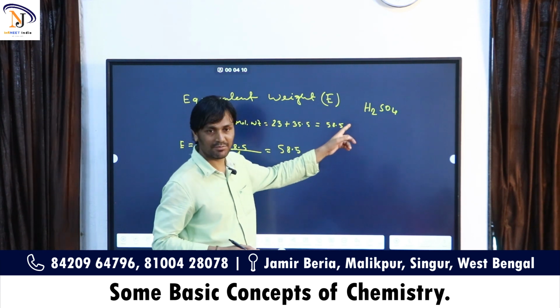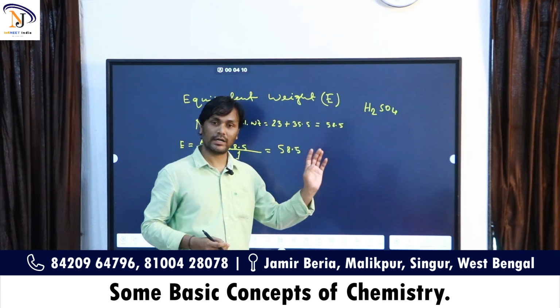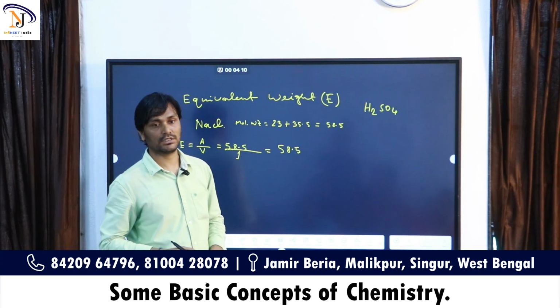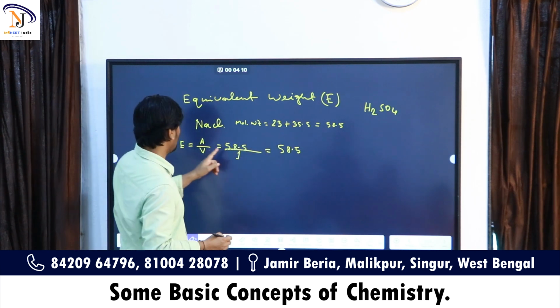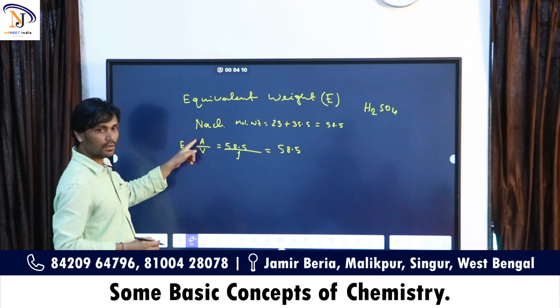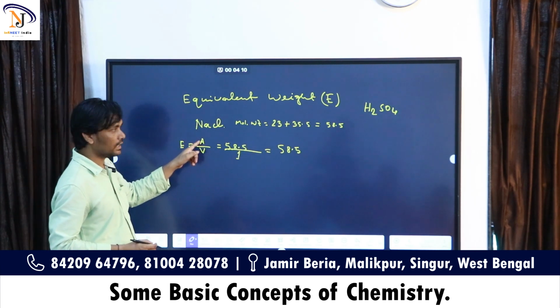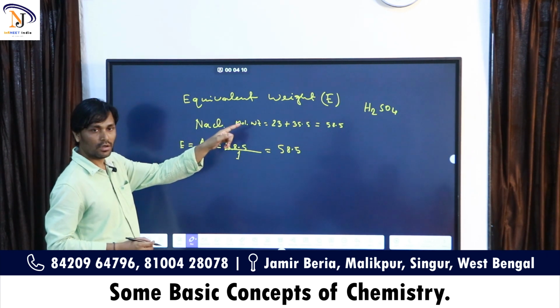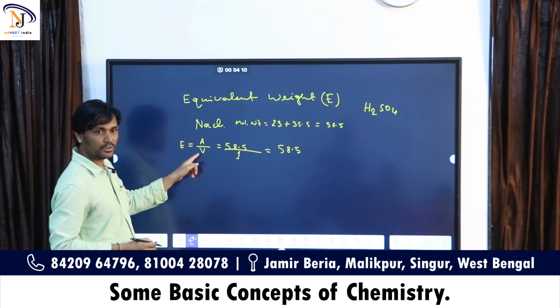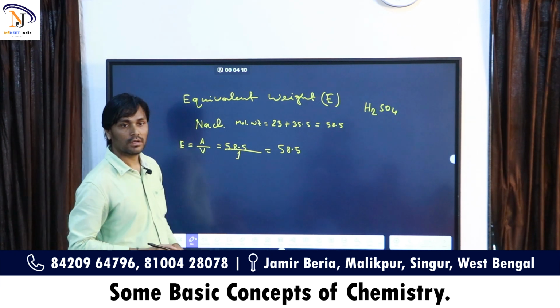But here for sulfuric acid, of course, the 2 hydrogens are acidic. So count these 2 hydrogens, calculate the molecular weight, put the molecular weight in this equation, and the replaceable or acidic hydrogen there is 2. You put 2 here, and you will obtain your equivalent weight.